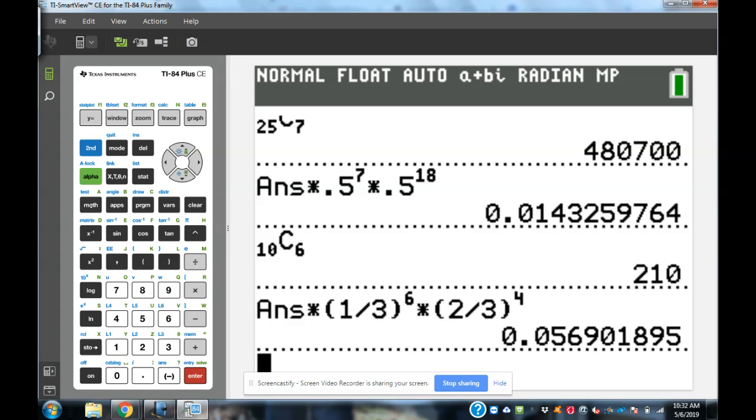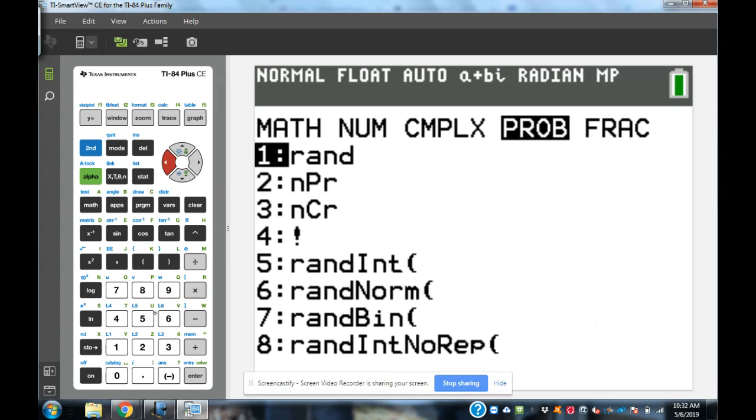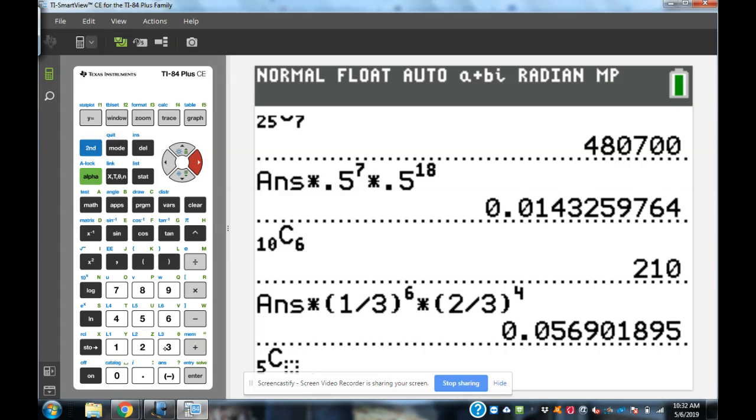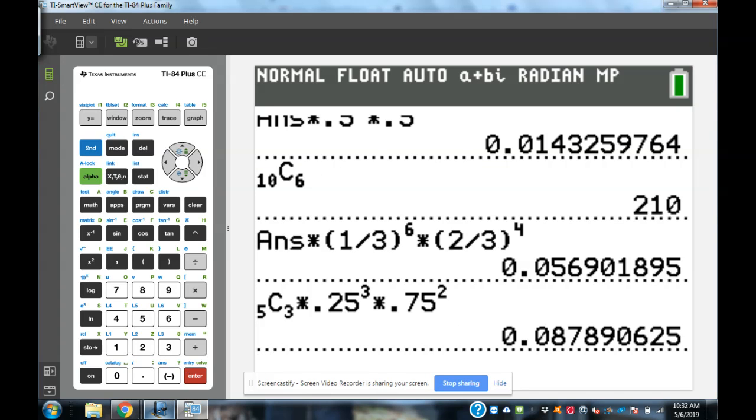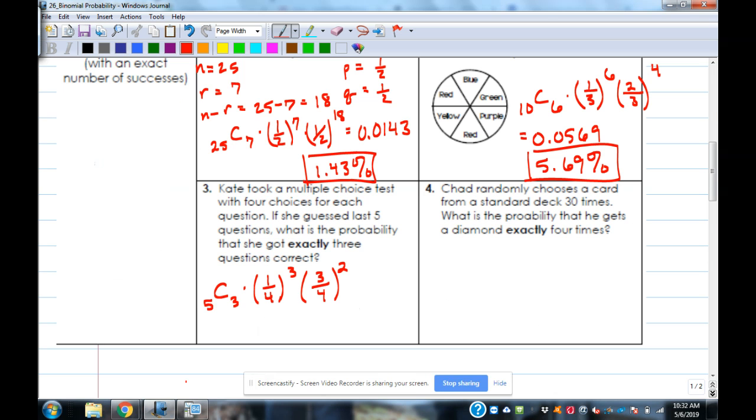So 5 choose 3 times 0.25 raised to the 3rd power times 0.75 raised to the 2nd power. She has a 0.0879, 8.79% chance of getting 3 out of 5 correct. That's making a 60 on those last 3. That's not real good.